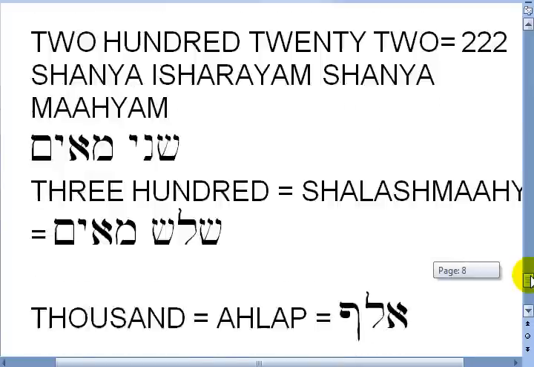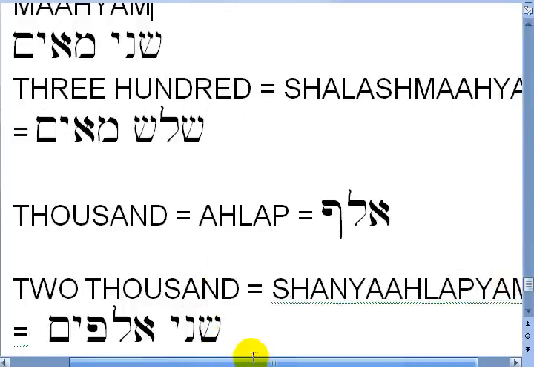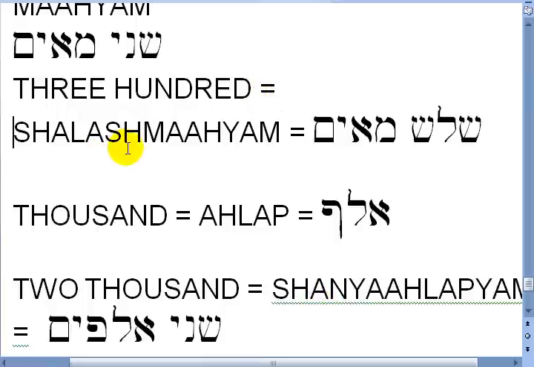Then you keep doing the same thing. 300 is, as you see here, Shalash Ma'ayam. Shalash is 3. Ma'ayam is 100. 1,000 is Alap. That's when you get into 1,000.